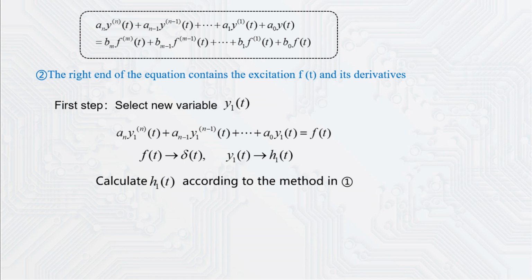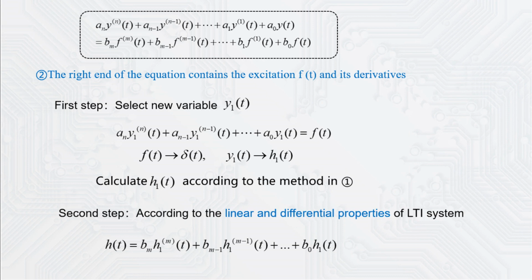The second situation. If the right end of the equation contains the excitation f(t) and its derivatives, first we choose a new variable y1(t), the response of the system with only the excitation signal f(t) at the right end of the equation. We substitute delta t into the original equation and use h1(t) to replace y1(t) in the original equation. In this case, the process of solving h1(t) is the same as that in the first case.